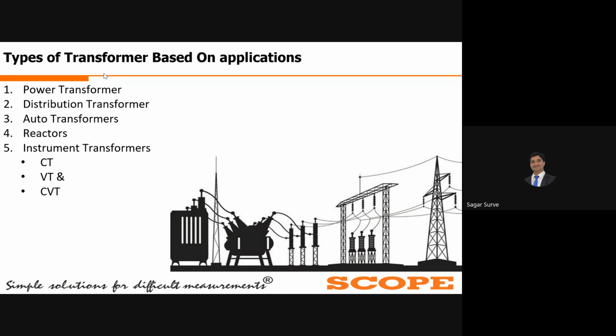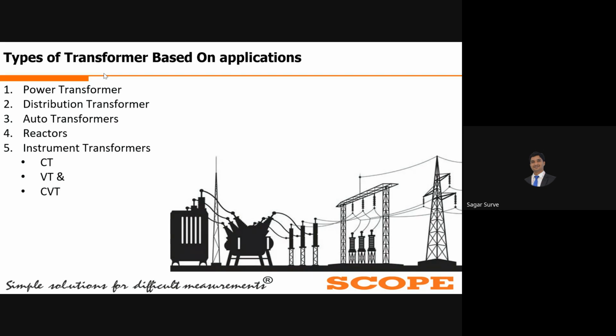An auto transformer is nothing but the single winding transformer, which can be used as the power or distribution transformer. And the instrument transformer is nothing but the current transformer or voltage transformer. So actually, these are special types of transformer which we are using for measurement purposes or protection purposes.